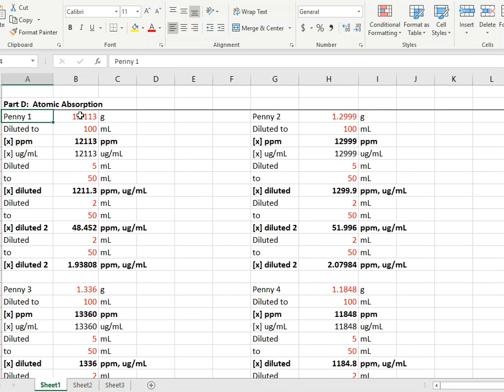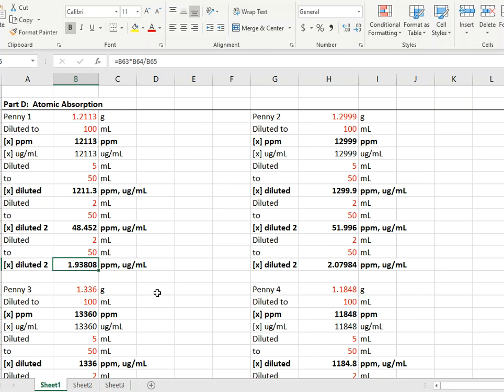And it looks like here's my penny number 1, 1.2113. I diluted that penny to 100 mils. So this would be an expected target concentration, right? Here's the milligrams per milliliter, because the lab procedure wanted me to do it this particular year. Yours might ask for it, or it might not. It says diluted 5 to 50, so that would be the new concentration there. And then I did a 2 to 50, so that would be the new concentration there. And then I did another 2 to 50, and that would be the concentration there.